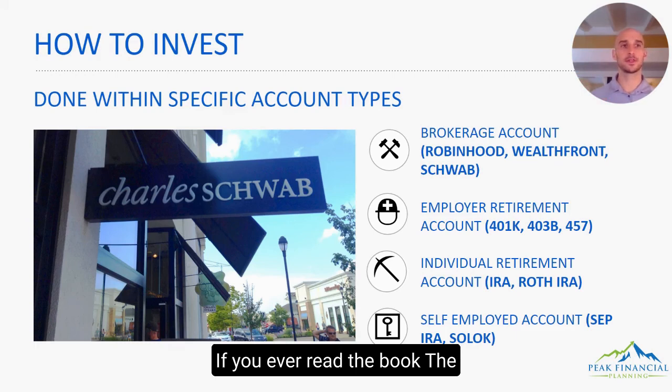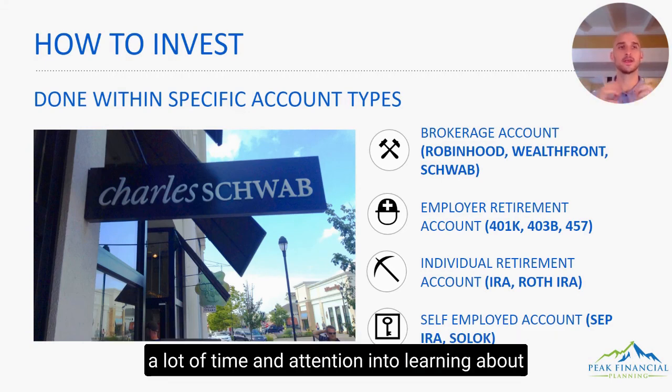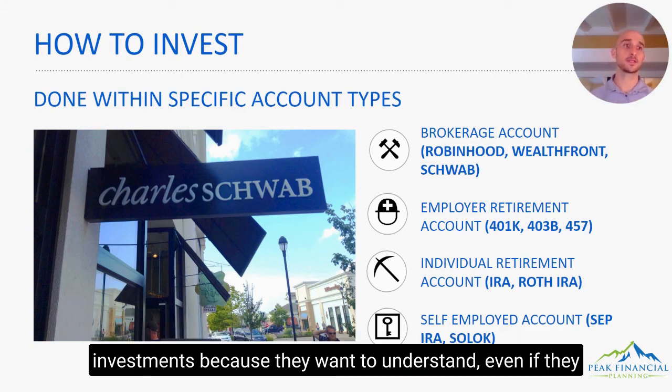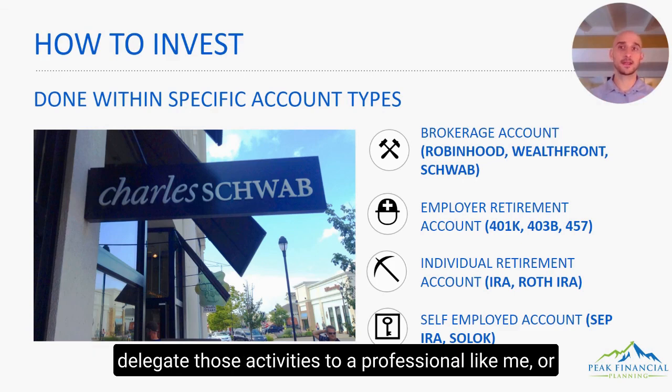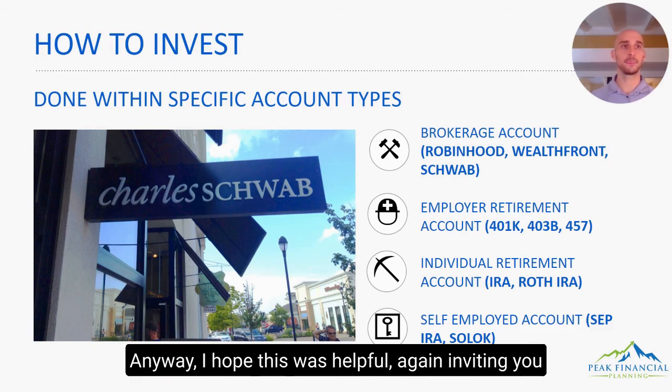If you ever read the book, The Millionaire Next Door, that's a common thread. People who achieve millionaire net worth status typically have invested a lot of time and attention into learning about investments, because they want to understand, even if they delegate those activities to a professional, what they're participating in.